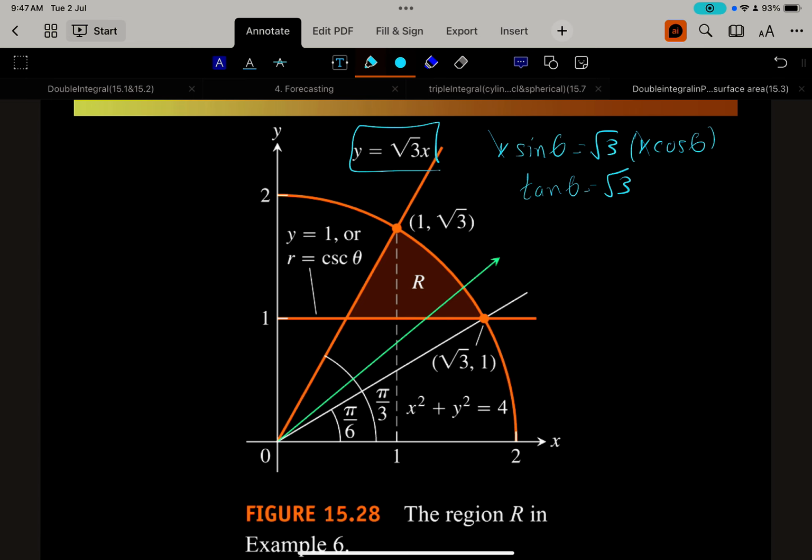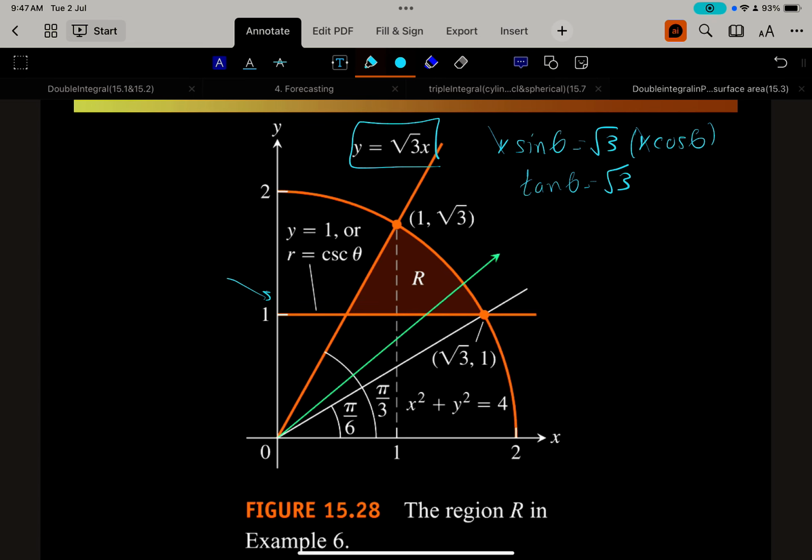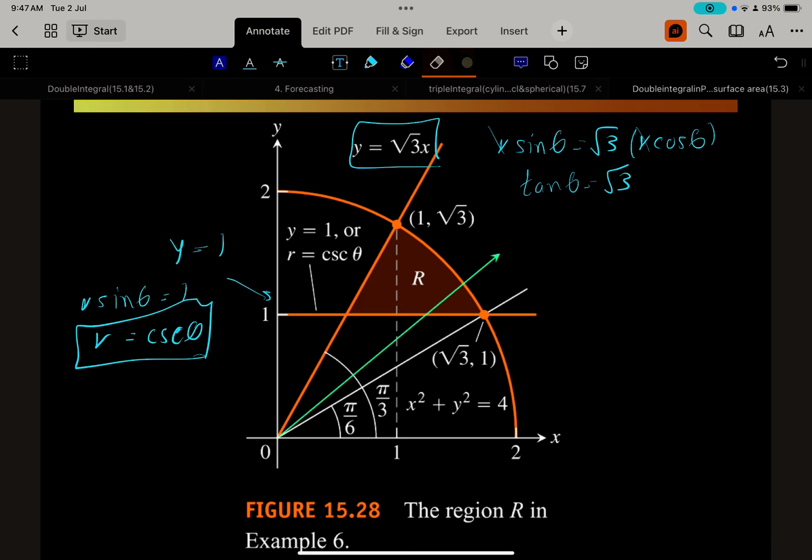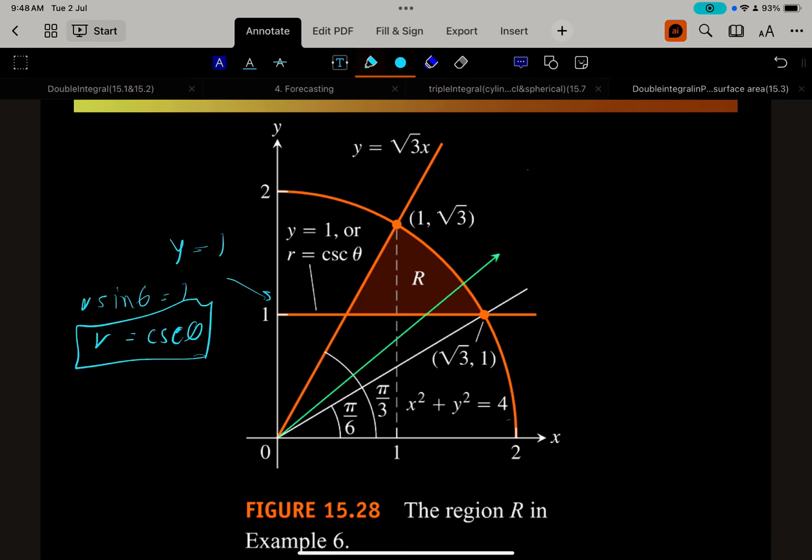Okay, so here, first let's see y equals 1. y equals 1 is basically r sine theta equals 1, so r equals cosecant theta. This is our lower limit. As for the upper limit, oh, so this is a line, so we should not have considered the line. The outer limit is just x squared plus y squared, so r squared equals 4 and r equals 2. So r is bigger than cosecant theta and smaller than 2.